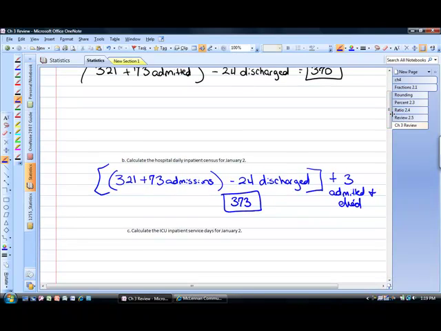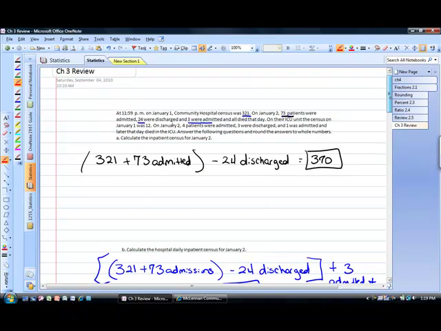The next tells us to calculate the ICU inpatient service days for January 2nd. ICU numbers are here. It tells us we have a census of 12. We had 4 admissions, 3 discharges, and 1 admitted and discharged. This begins the ICU area.